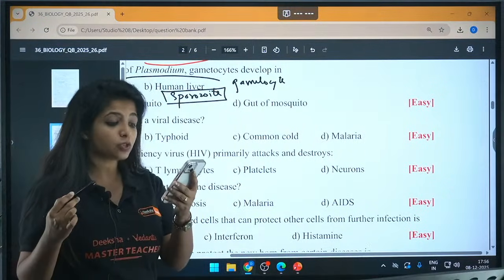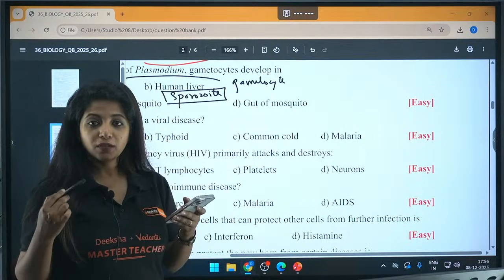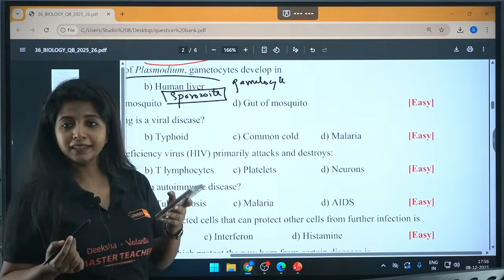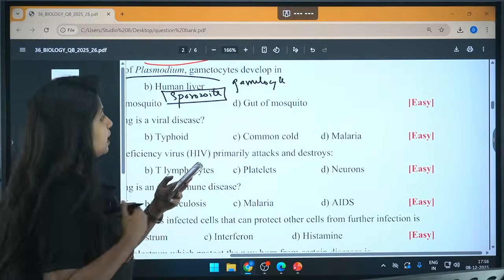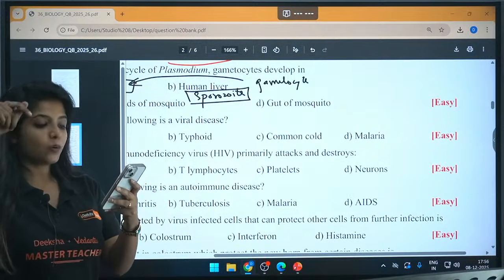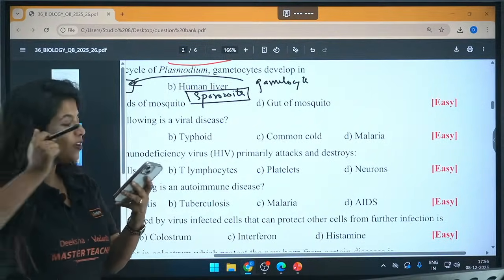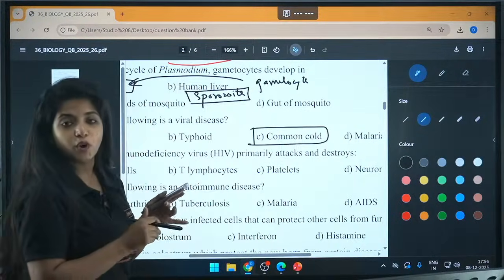It is caused by which virus? Anyone know their name? Which is the virus which causes common cold? And D, malaria is also caused by Plasmodium. So any idea which organism causes common cold? Put it down over here right now. Rhinovirus, exactly. Rhinoviruses are a group of viruses which cause common cold.